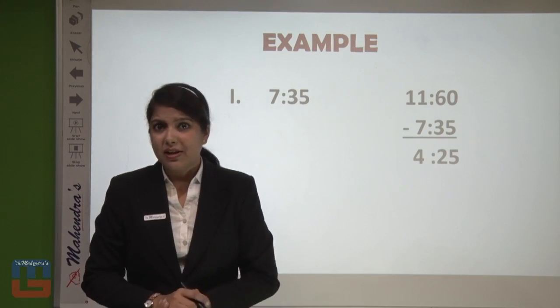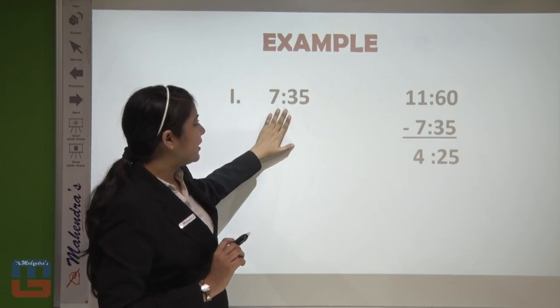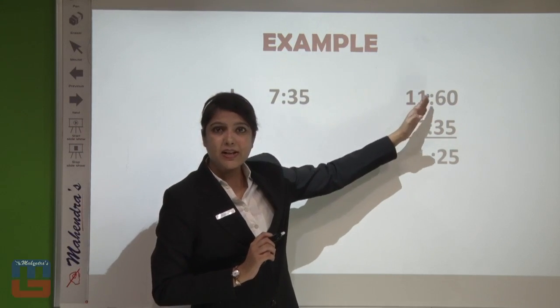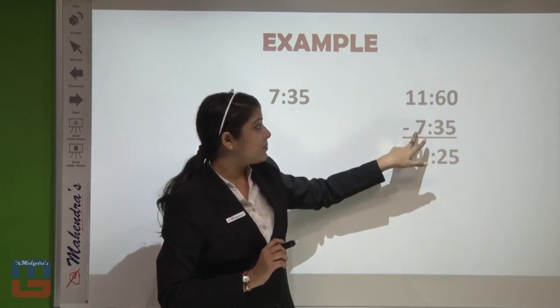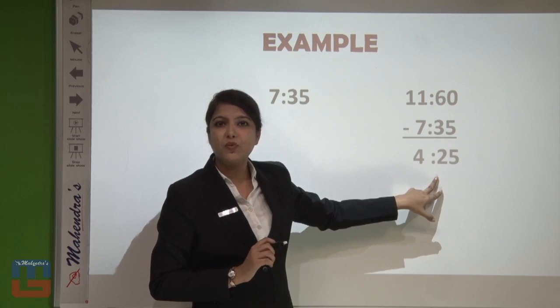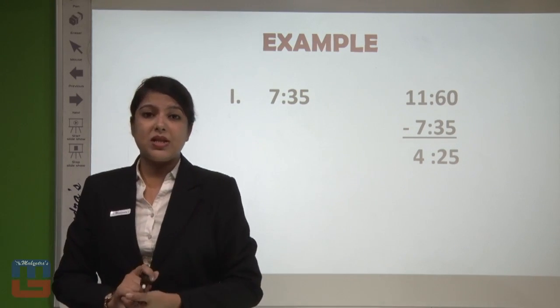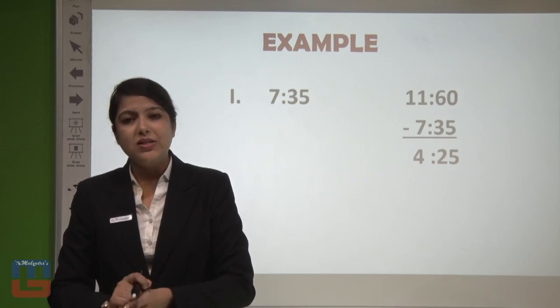Just look over here. The timing I have taken here is 7:35. For this 7:35 I have directly subtracted it from 11:60. 11 minus 7 gives us 4. 60 minus 35 gives us 25. So the mirror image of 7:35 would be 4:25.